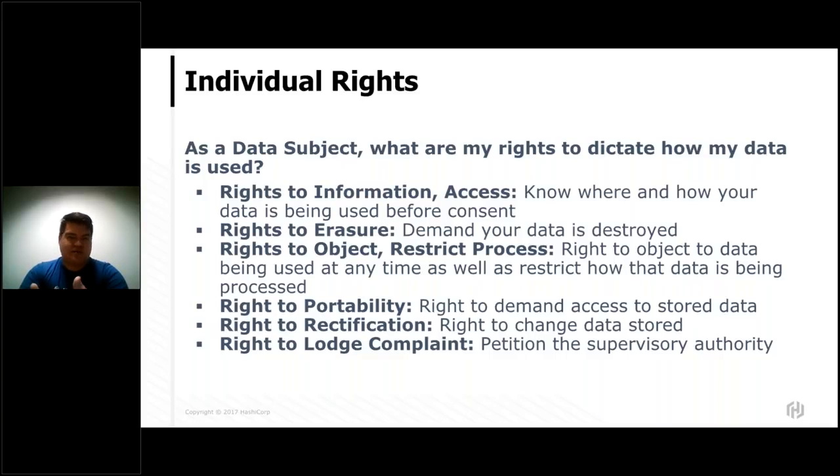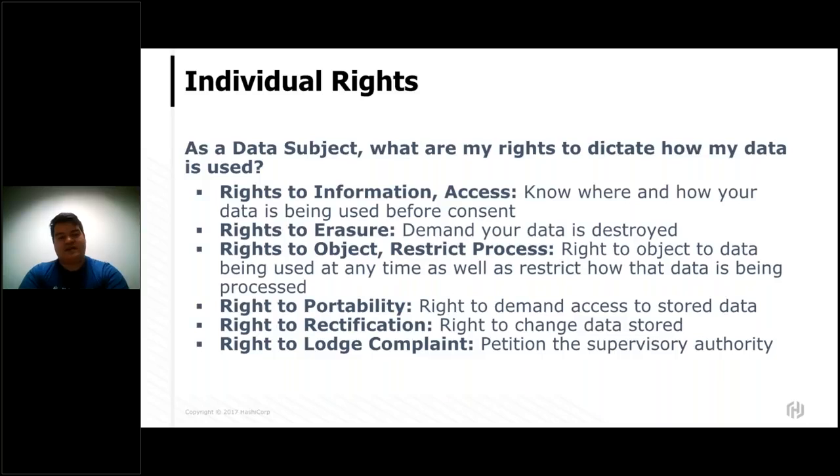The right to rectification is interesting. If I see that data is inaccurate, I have the right to actually change that data that's being stored within the processor, or that's being used by the processor and stored within the controller. And then finally, the right to lodge a complaint. So I have the ability to petition a supervisory authority. That one is one of the only few individual rights that do not imply a feature or a requirement on either the processor or especially the controller.